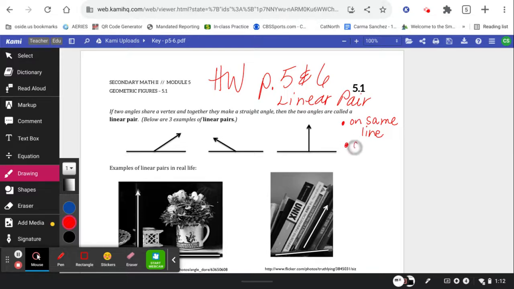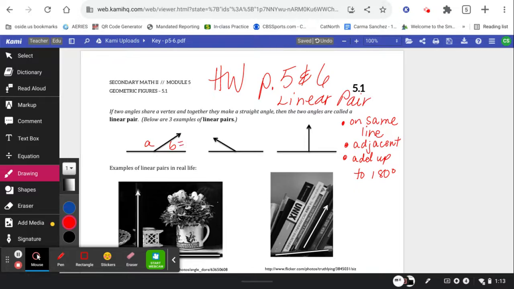when the two angles are adjacent or right next to each other, and when the two angles add up to 180. So looking at this first example of a linear pair, angle A and angle B, what do you think angle A is and what do you think angle B is?